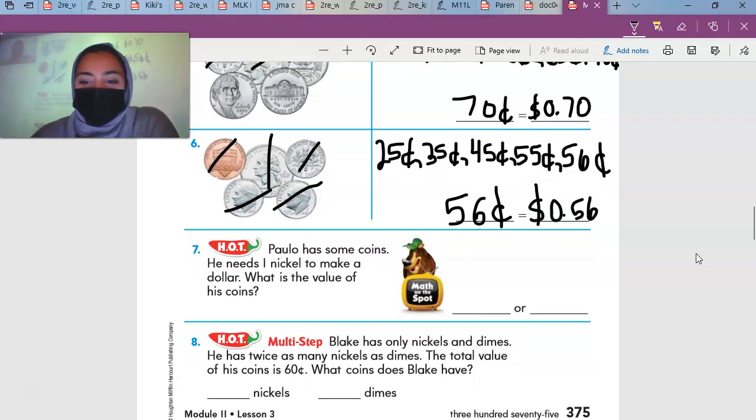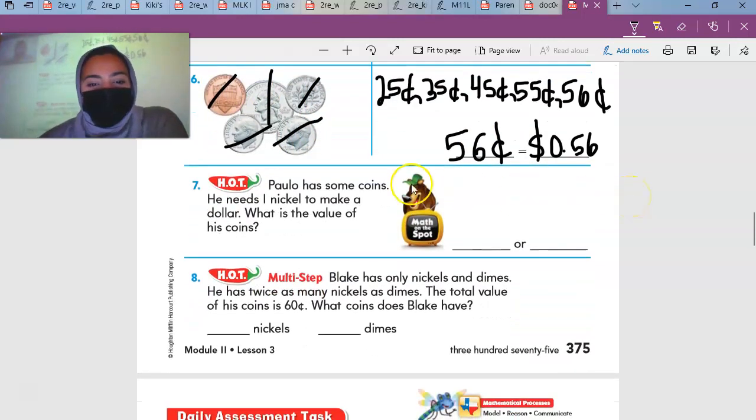Number 6, the answer is 56 cents. Draw the quarter first, 25 cents, plus a dime, 35, plus another dime, 45, and then plus a nickel. 25, 35, 45, 55, and then plus one more is 56. Is that right?